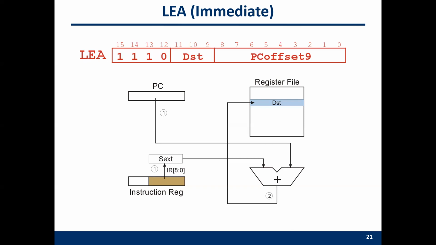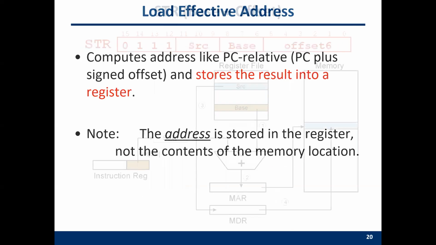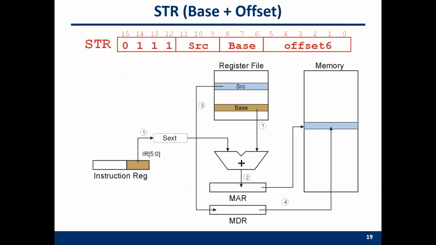So this one can be used as the prior instruction of the base plus offset memory access instruction. Because in these instructions, you depend on this base. And the previous instruction can help you to compute the base.